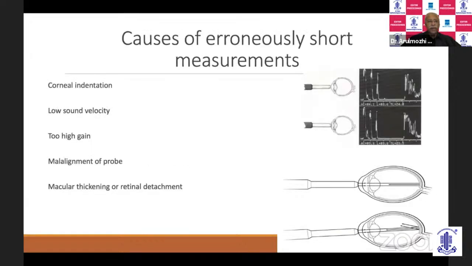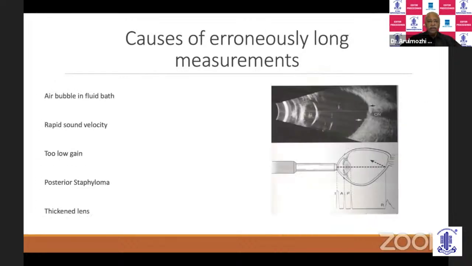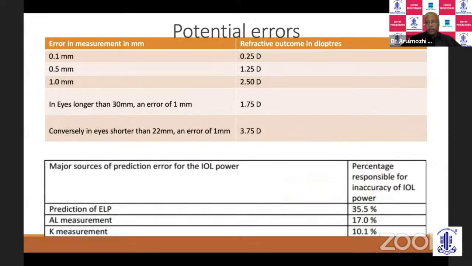So erroneous short measurements: corneal indentation, low sound velocity, too high a gain, malalignment of the probe, most important. I cannot overemphasize that the probe should be perfectly perpendicular to the iris plane. Erroneous long measurements: if you're doing immersion and there are bubbles in the fluid bath, then you will get erroneous long measurements. The sound velocity has been wrongly entered, too low gain, posterior staphyloma, or a very thick lens. So errors, particularly if the eye is going to be very long or very short, even small errors of axial length measurement can give you great refractive surprises. Keep that in mind.